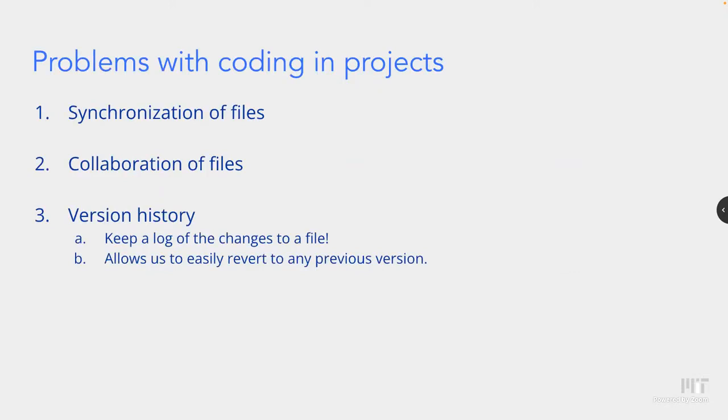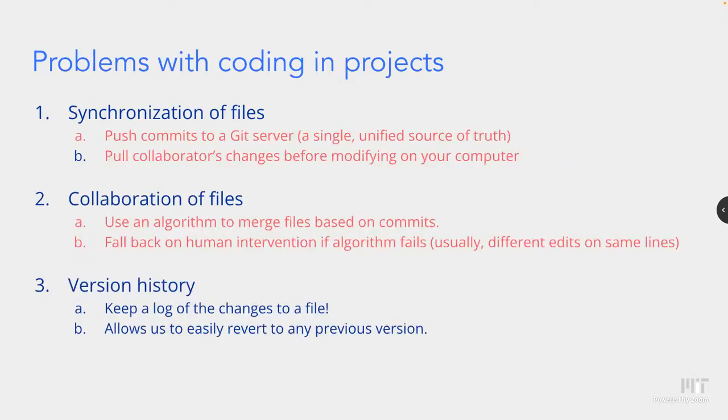So let's go back to our problems, and it turns out we have solved all of our problems that we're looking at today. So for synchronization of files, we can push commits to the Git server, and the Git server is always the ground truth. Before you make changes or modify files on your computer, you should always pull from the Git server because it's the ground truth, and you're going to want to make changes to a file that is most up to date.